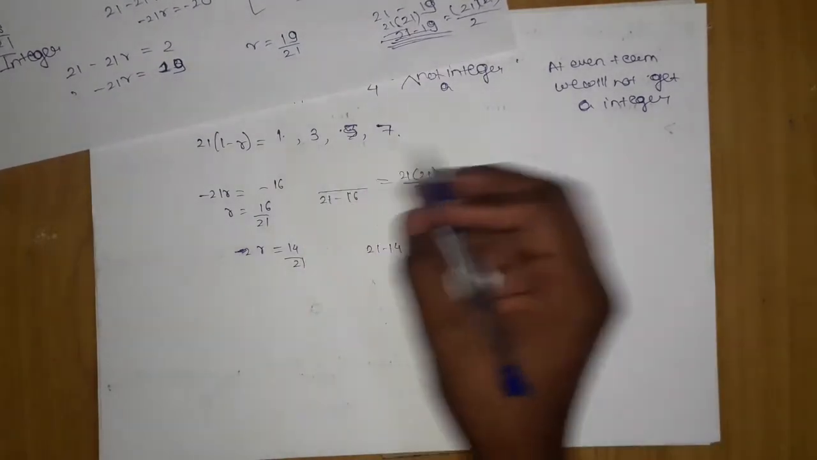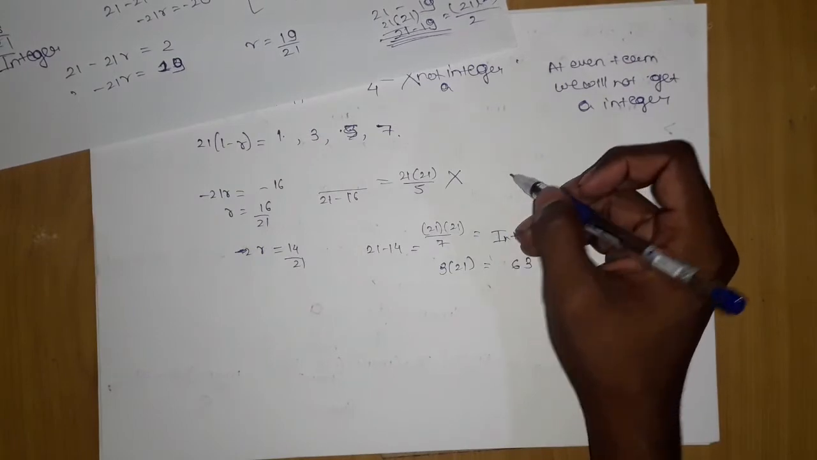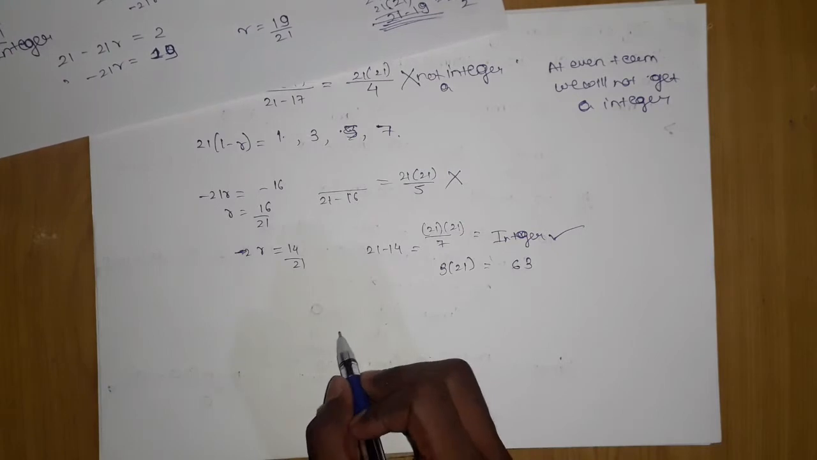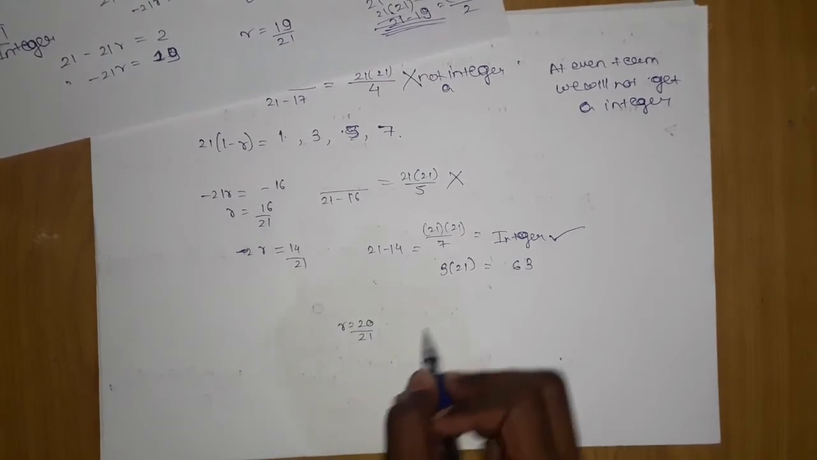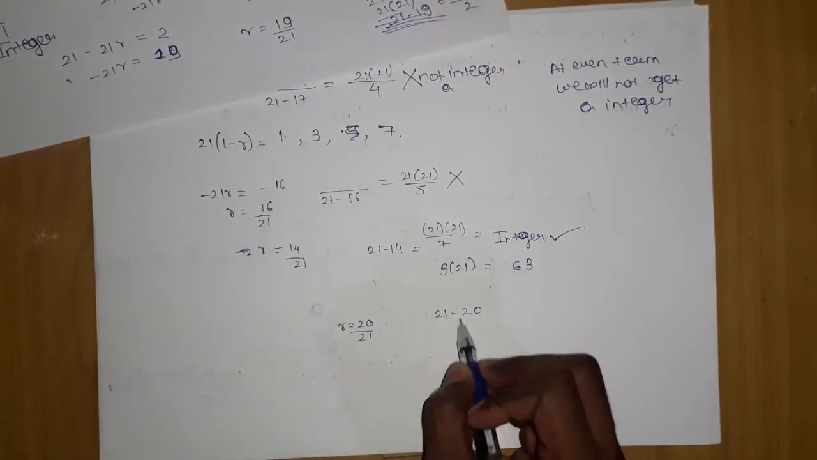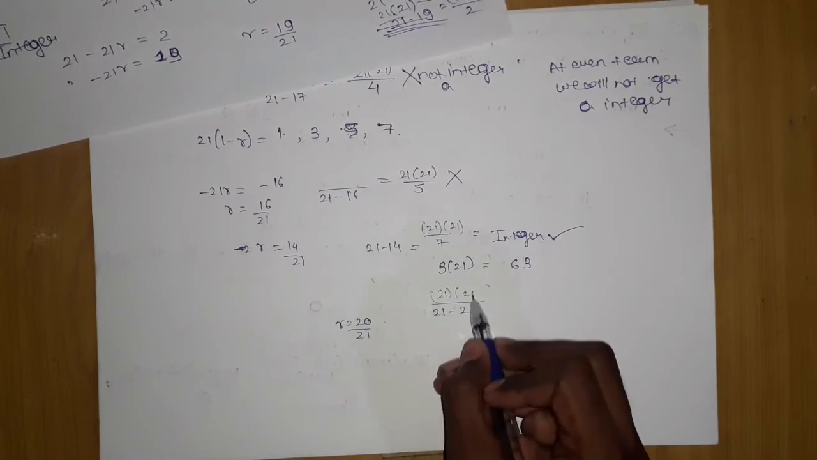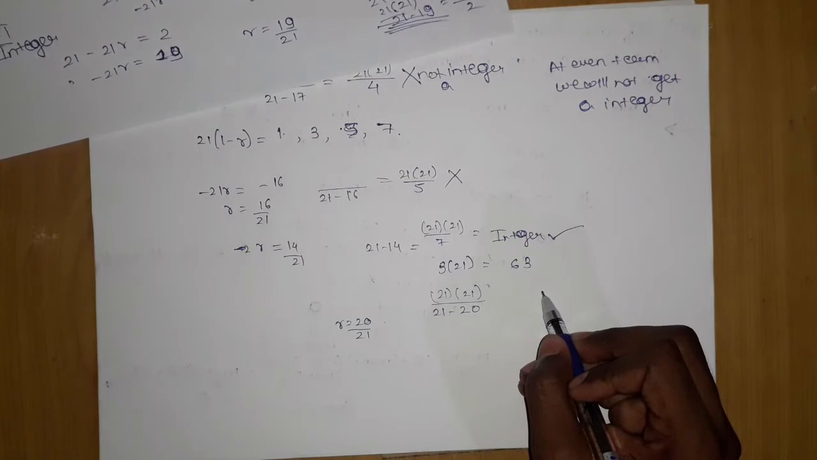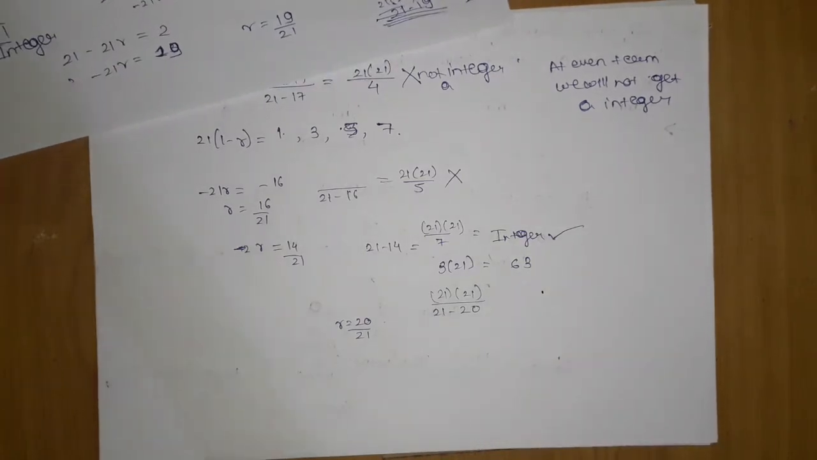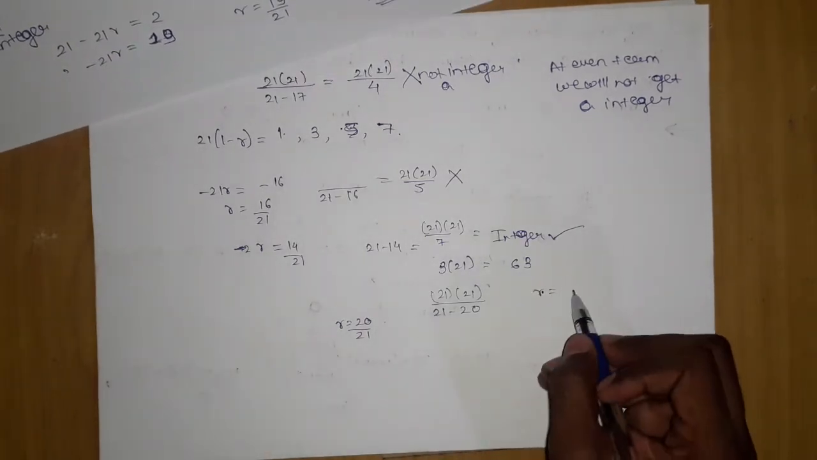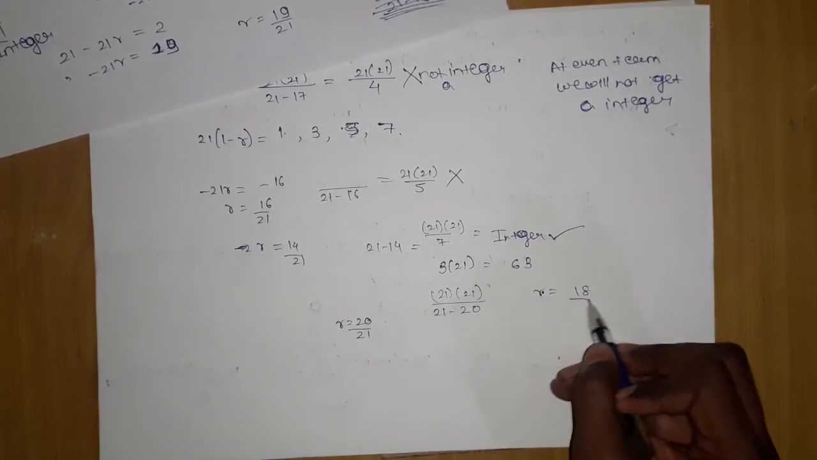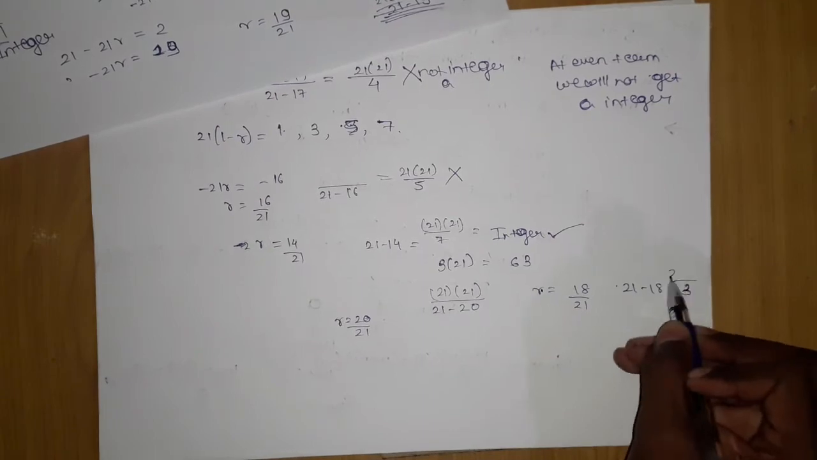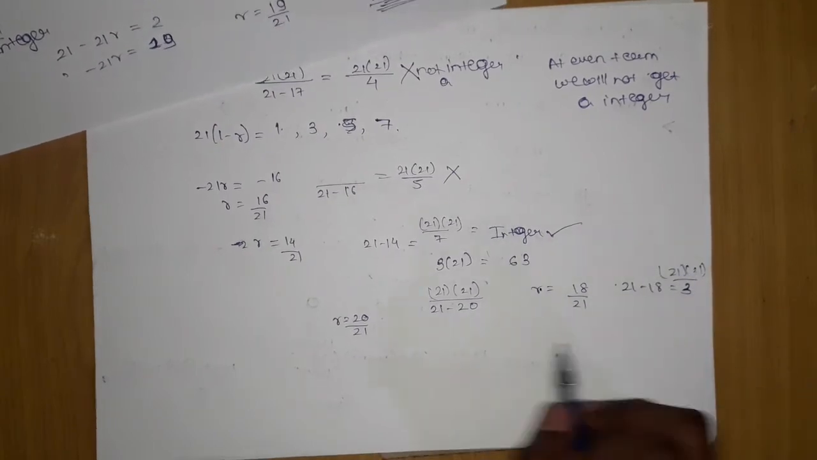And let's check for 1 and 3. At 1 I was getting r is equals to 20 by 21, giving me 21 minus 20 upon 21 into 21. This would be a very big number. Further on, when I used r is equals to 3, I got 18 by 21, which gave me 21 minus 18 is equals to 3 upon 21 into, so it's still a bigger number.